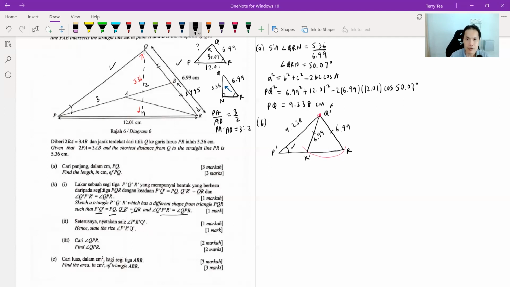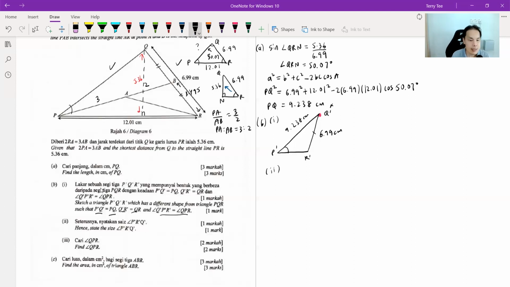All right, let me redraw nicely. 1, 2, and 3. Okay, not very nice. Erase the rest, I don't need the rest really. Sorry for the double line. So it looks something like this. This is 6.99. So this is the triangle that we have to draw. You have to sketch. So there you go. You maintain the length of these two sides as well as angle QPR. All right, so this is part B Roman 1.